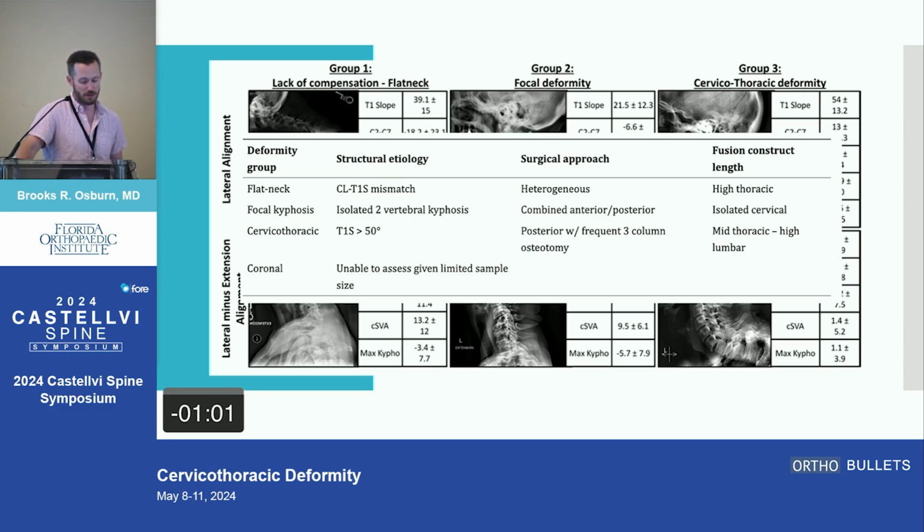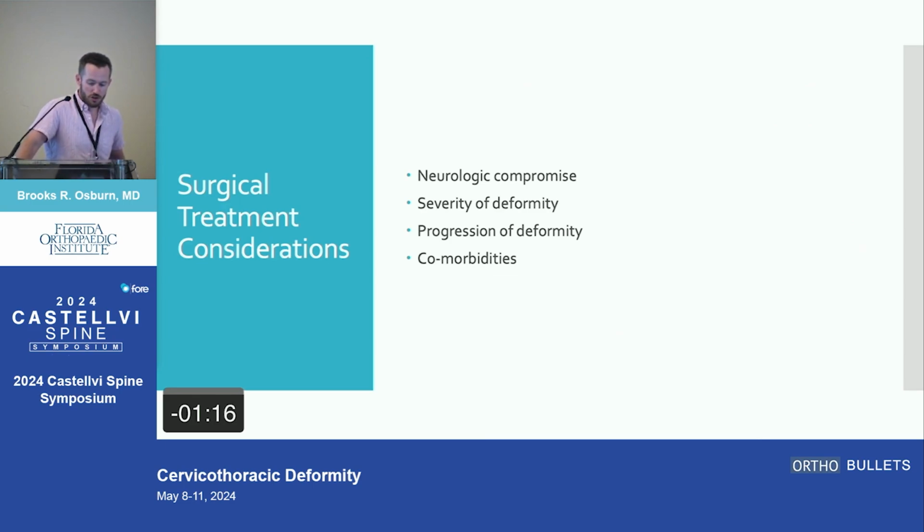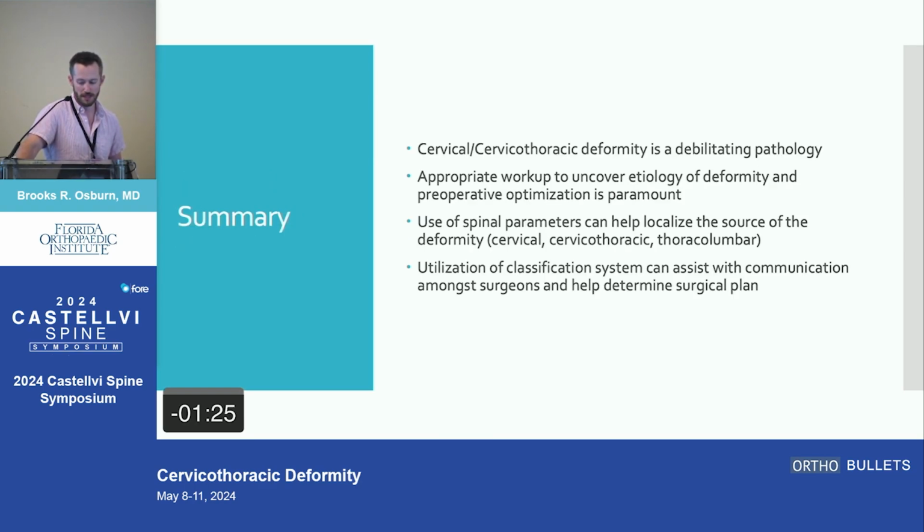And then the third one being cervicothoracic. These are the ones where you're going posterior, you're doing long constructs, C2 to T8, T10, and you need that fusion length distally to prevent a distal junctional kyphosis and failure. So ultimately, the surgical treatment considerations are neurologic compromise, severity of the deformity, any progression of the deformity, and you have to take into account their comorbidities.